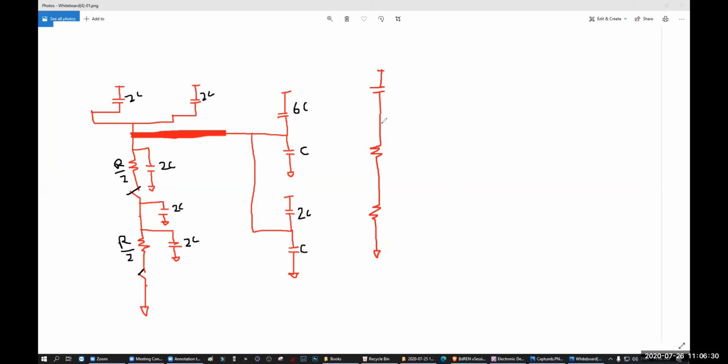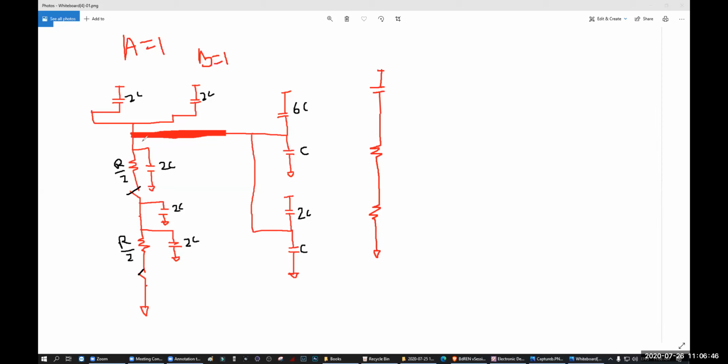Sir, are you doing this for rise time? No, no, this is for fall time, the last one. A is equal to 1, B is equal to 1. We are doing it for this. Okay, now this is 4C, this is R by 2, this is R by 2.